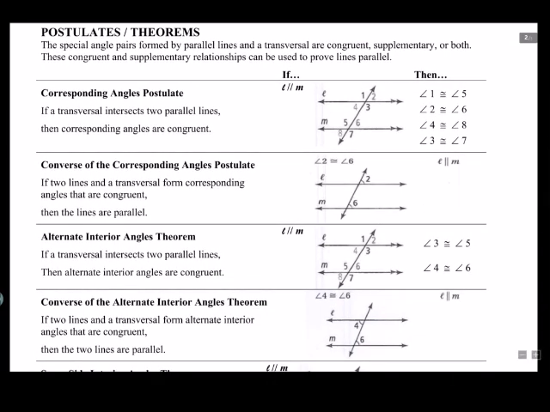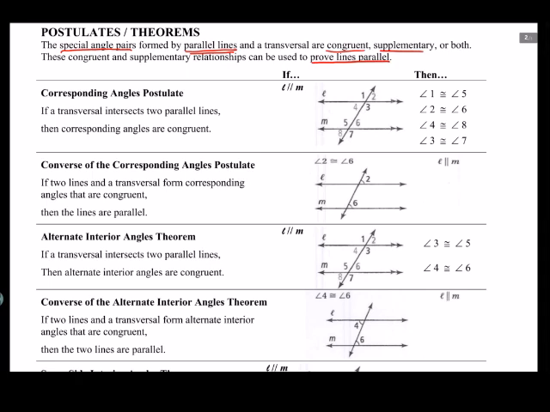Now to our important postulates and theorems. These special angle pairs that we just talked about, when they are formed by parallel lines that are cut by a transversal, they are congruent, supplementary, or both. And these relationships, congruent and supplementary, can also be used to prove that lines are parallel. So we'll see how this all works.